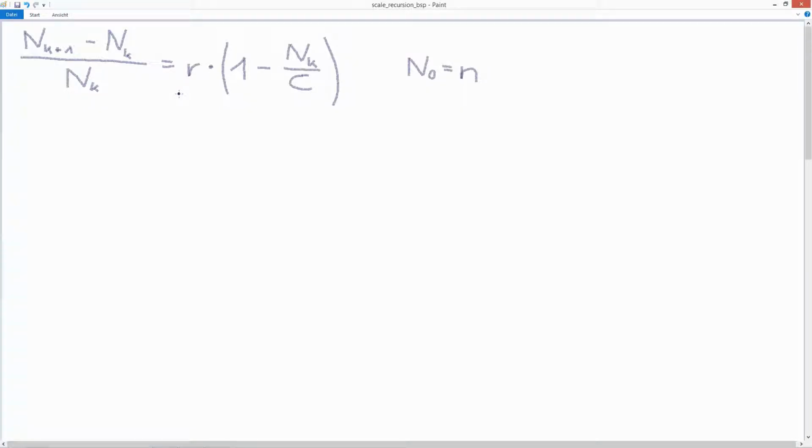In this video, I will show you how you can scale a recursion using dimension analysis. You need to know how to calculate pi factors, so please watch my video guide about pi factors first if you have problems calculating pi factors. Now let's take a look at the following recursive relation. This equation is also called logistic equation, and we want to bring it in a dimensionless form.